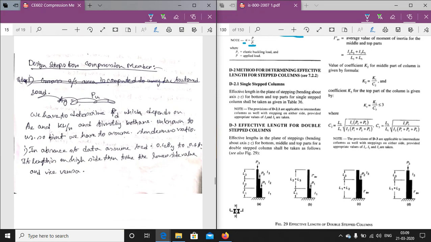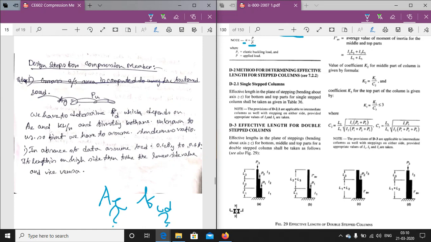In the next lecture, the next topic will be based on the design steps for the compression member. First, consider the formula, that is Ae into fcd. Two terms are there: number one term is Ae and number two term is fcd. Both Ae and fcd are unknown, and if two terms are unknown, we cannot proceed.